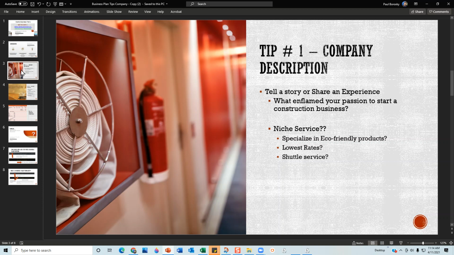But whatever that drive is, make sure to lead off your company description with that information. The next thing that some entrepreneurs in the hotel motel industry forget to do is talk about a niche service. You've got a lot of rooms and you might have some good prices, but what sets you apart? What's a differentiating factor? What's your niche service?